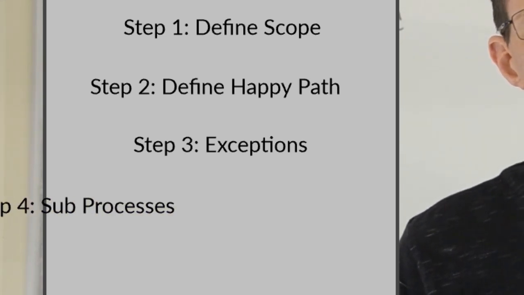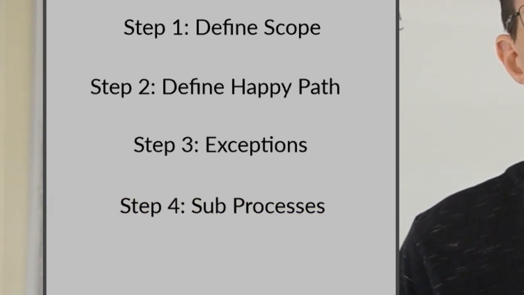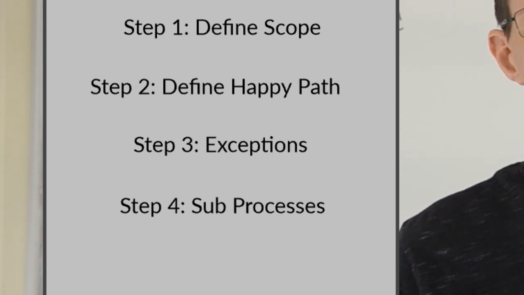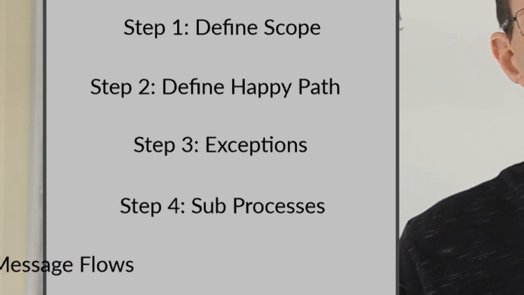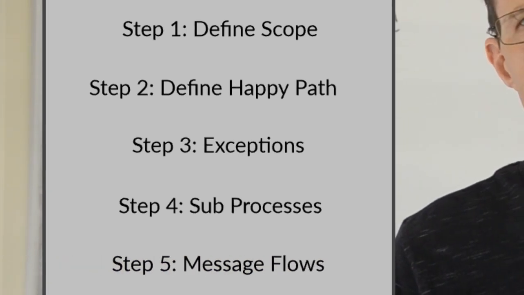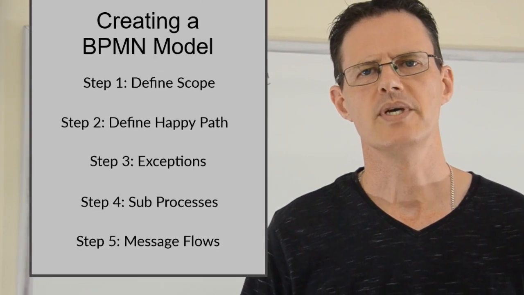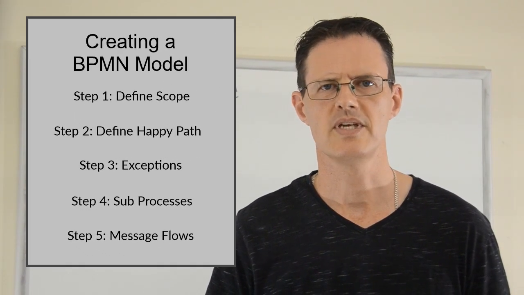Break down complex steps into sub-processes. This involves expanding your diagram to show more detailed steps at a lower child level. This provides a more granular view of your process. And lastly, if your process involves communication with external entities or systems, incorporate intermediate message flows. This step helps illustrate how information is exchanged between different pools or participants in the process.